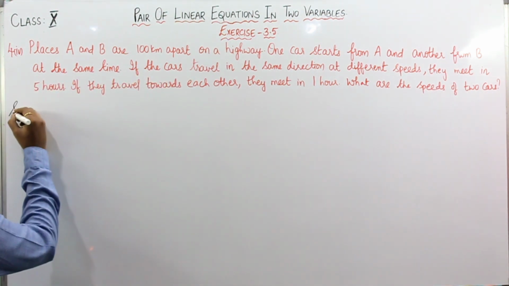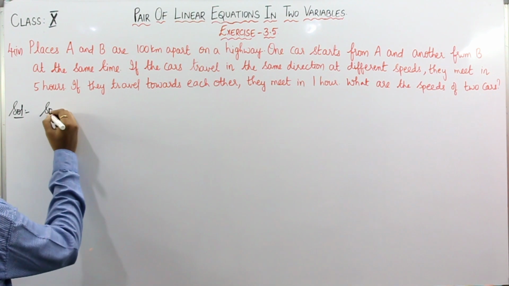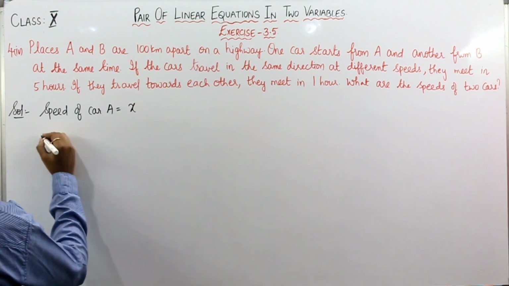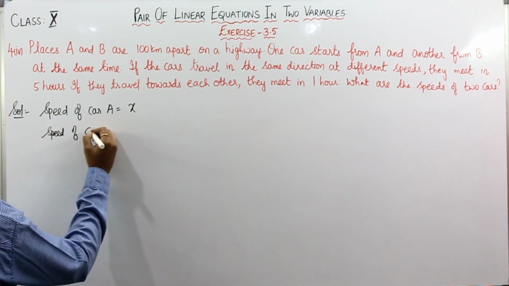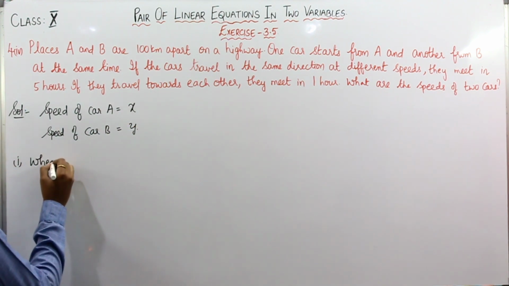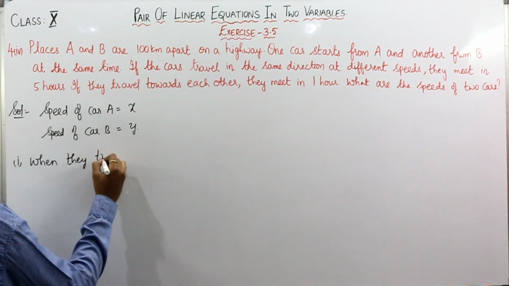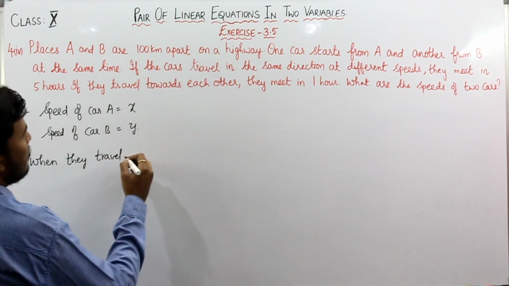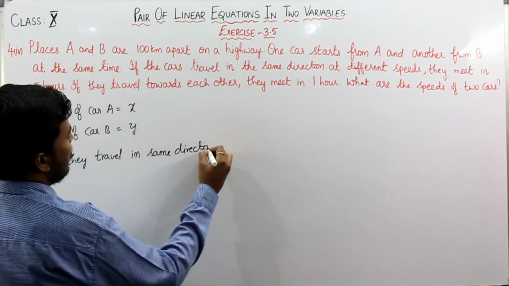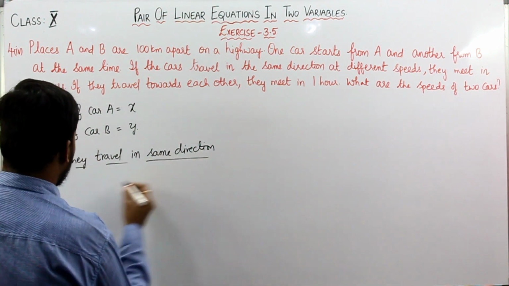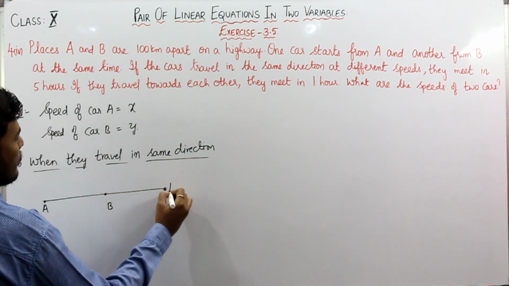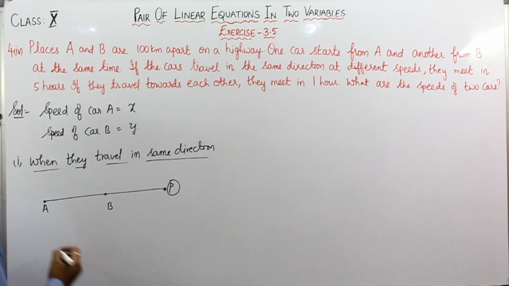Okay, so for that, first let us consider speed of car A. Speed of car A is equals to x and speed of car B is equals to y. So now let us consider the first case, when the cars travel in the same direction. Okay, so let us assume that A is one car, B is one car, both are meeting at the point P here.